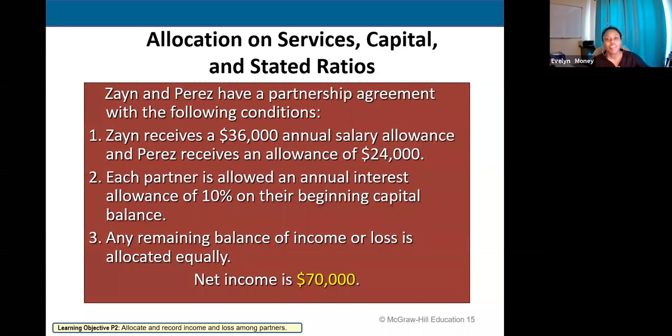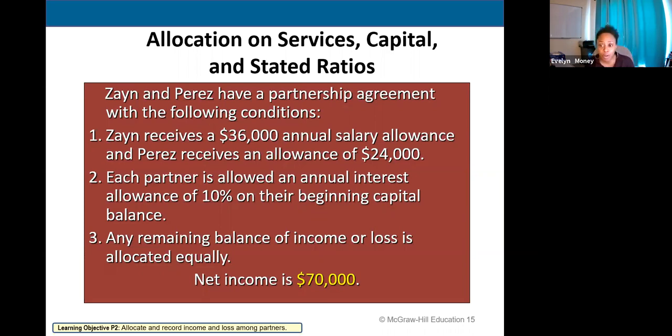Now, here is the fun one. The fun one is a hodgepodge, or it's a mix of capital balances, stated ratios, as well as service. So let's look at this one in detail, and we'll also see how this allocation can change depending on net income or the balance in the income summary account.